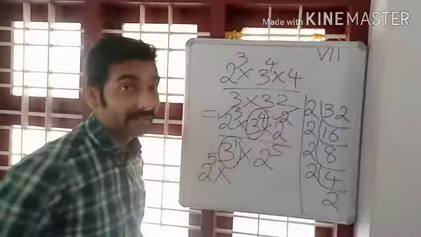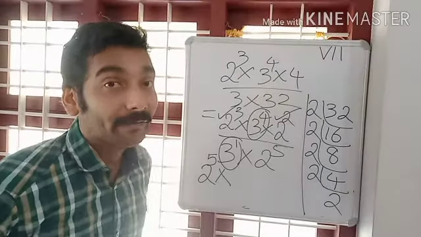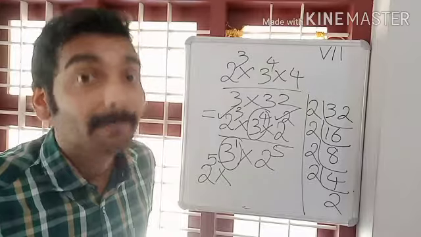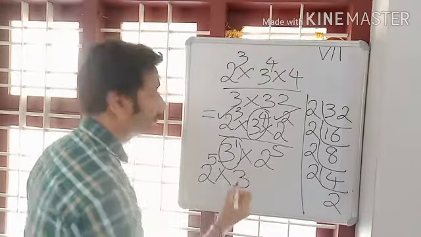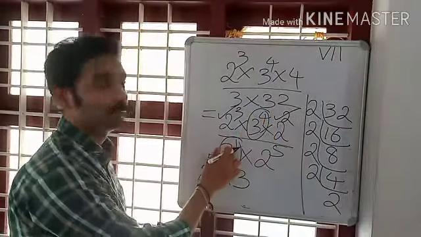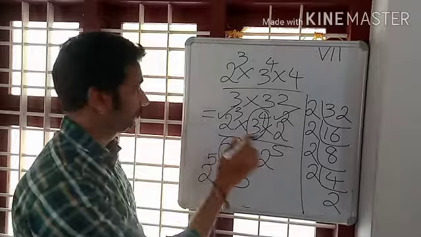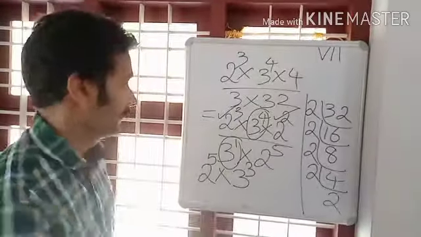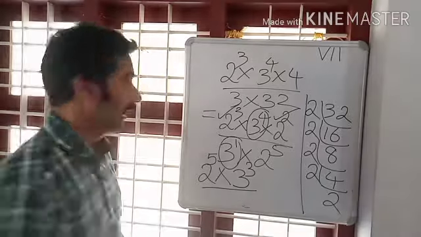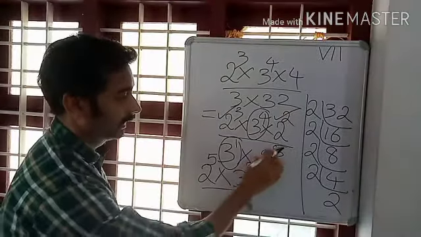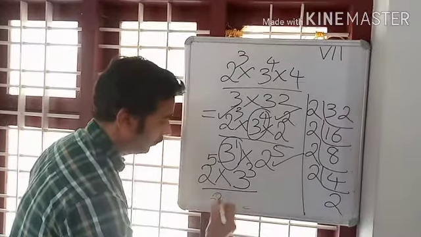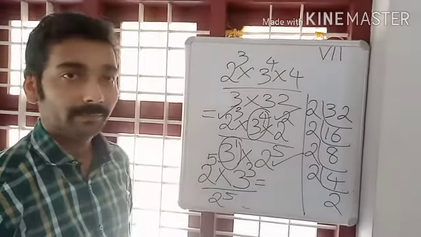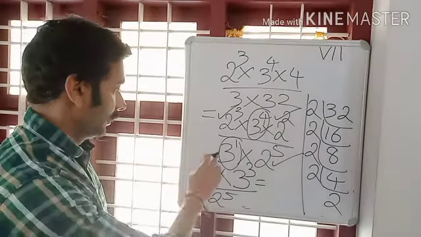In case of division, a raised to m divided by a raised to n is a raised to m minus n. That means 3 raised to 4 minus 1. 4 minus 1 is 3. Remaining is 2 raised to 5.